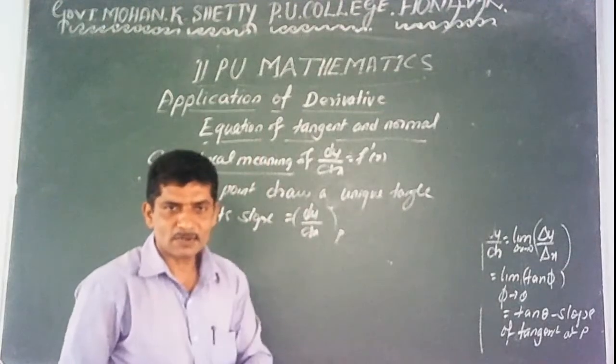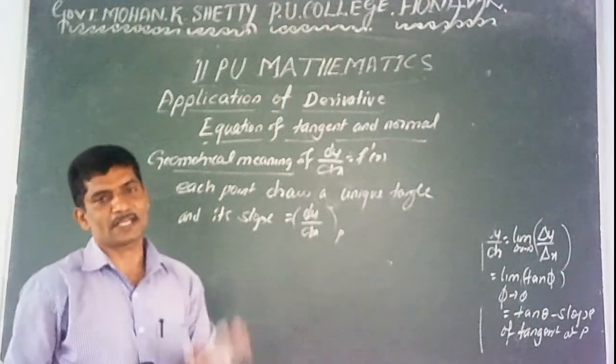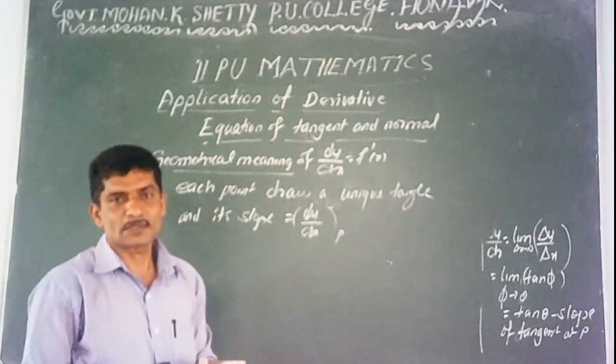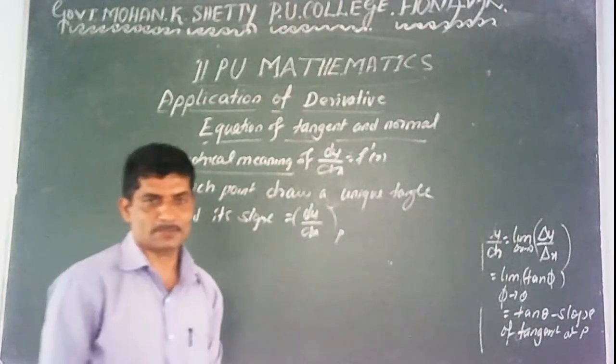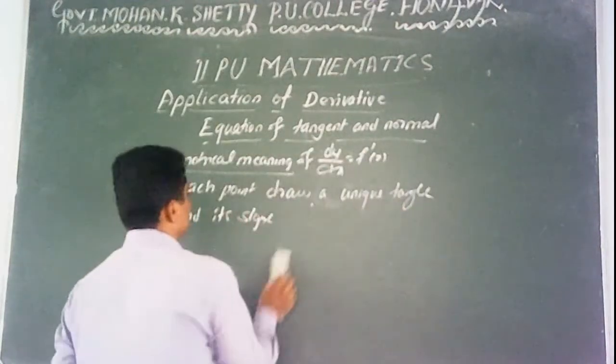Suppose the function is not differentiable, then you do not get a unique tangent. Or suppose the curve is not continuous. Suppose it is continuous, usually you can draw a tangent, a unique tangent.